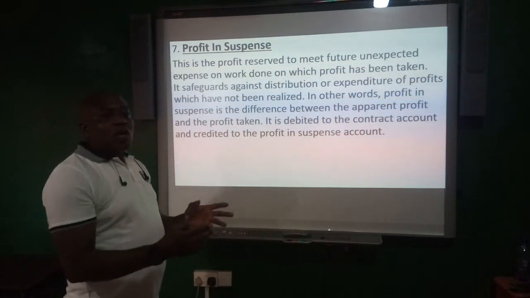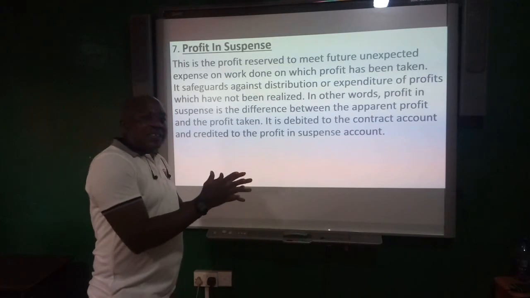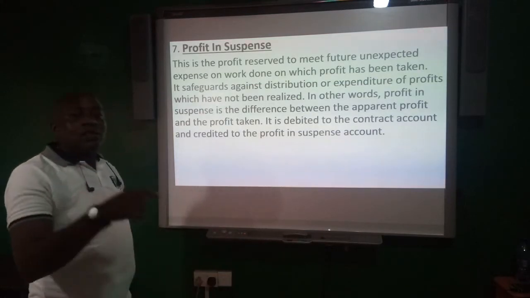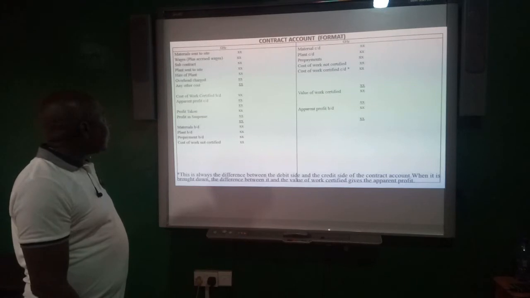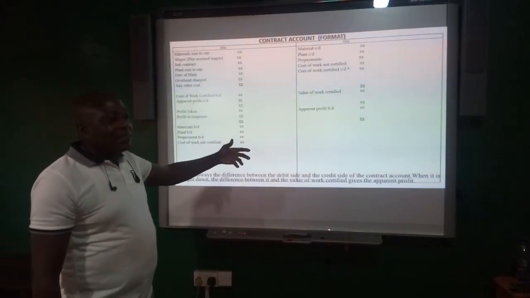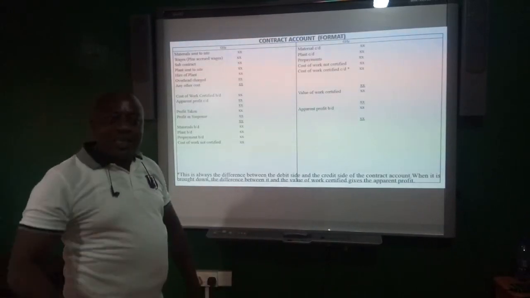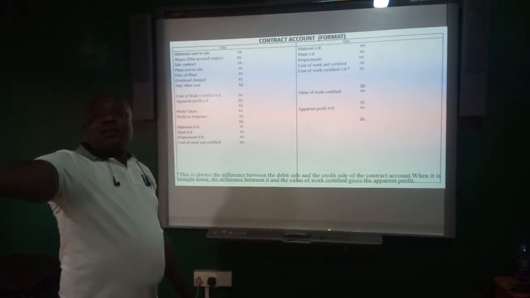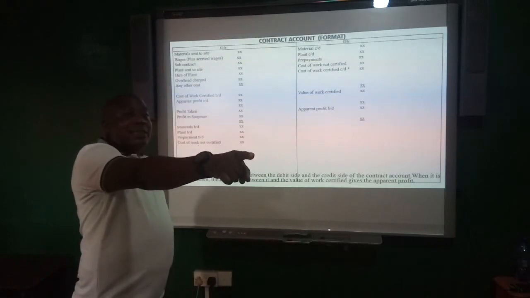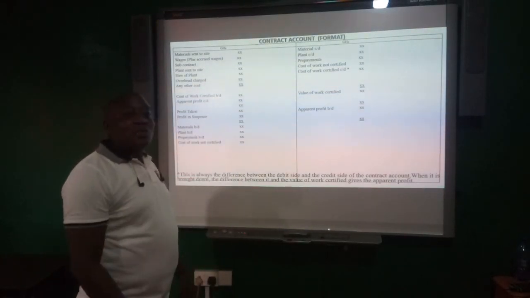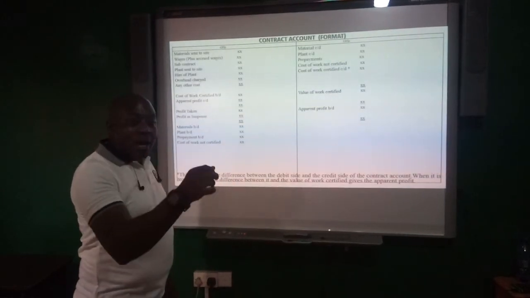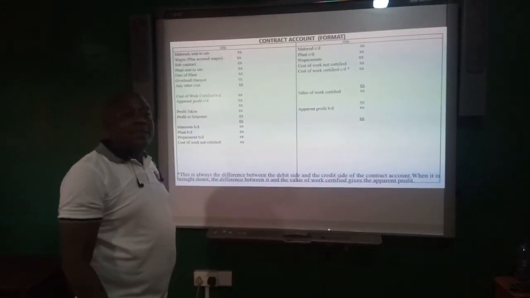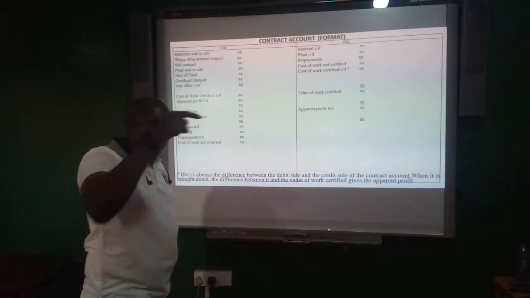So if you get your apparent profit and then you take the profit that you can take before the contract is completed, the profit that is left is the profit in suspense. This is a format for a contract that is started but not completed within the same accounting period. I'll give you an example of the Kofi block. There is another block here, just opposite the ICT center. That is an example of a contract started but not completed within the accounting period. And I also gave you the one completed within the accounting period, the Ekufuadu block. It took about 6 or 7 months to complete that work. That is a contract started and completed during the same accounting period.